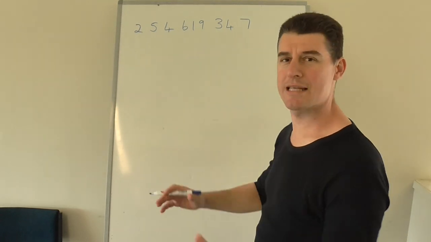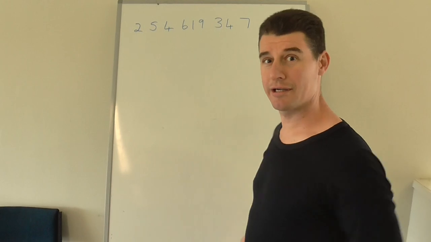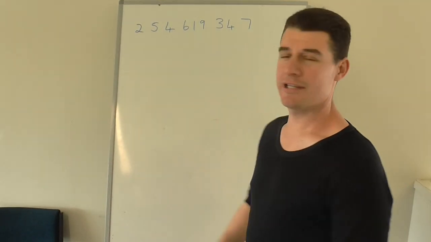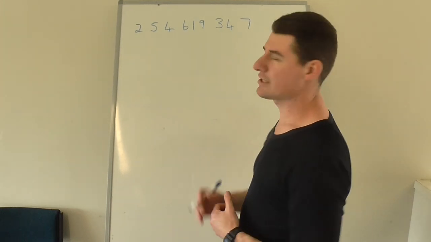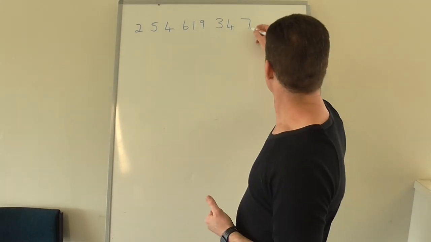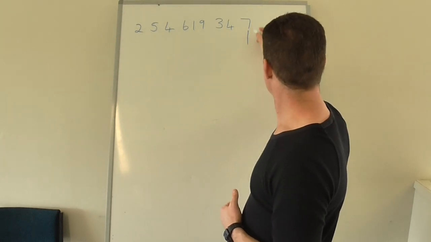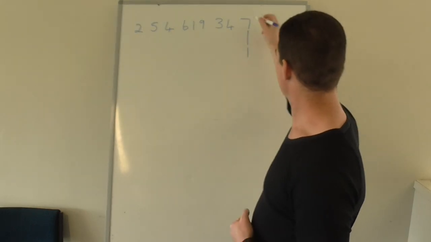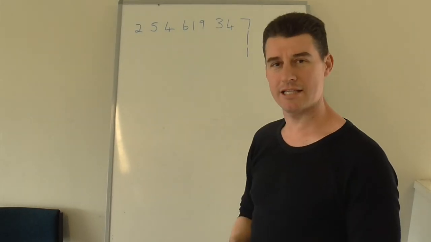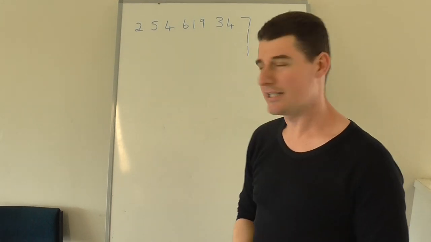Now if they ask you what's the place value of each of those numbers, what am I going to do? How do I work this out? Well, there's actually a very simple way of doing it. Let's start with the 7. What I always do is you draw down a line and then you mark it with a 1. So your 7 represents your 1s. Why? Because there's no numbers behind it.